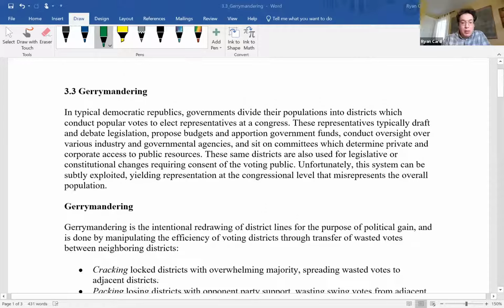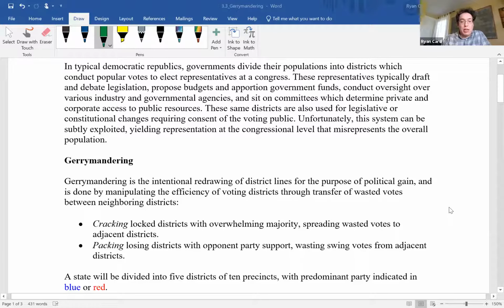Okay. So what is gerrymandering? Gerrymandering is the intentional redrawing of district lines for the purpose of political gain. And it's done by manipulating the efficiency of voting districts through the transfer of wasted votes between neighboring districts. So there are two main techniques you could use with gerrymandering. One is cracking.